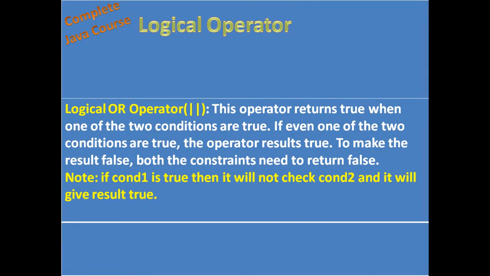Now the logical OR operator. This operator returns true when one of the two conditions is true. If even one of the two conditions is true, the operator result is true. To make the result false, both conditions need to return false. If condition 1 is true, then it will not check condition 2 and it will give the result true.